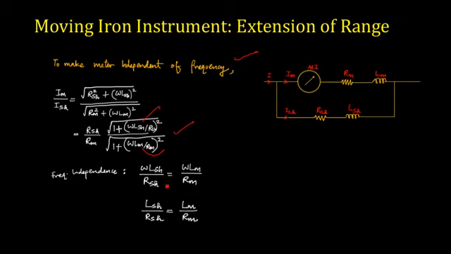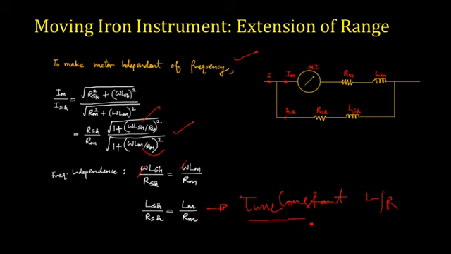So, here from this equation you can arrive at this, where omega is your angular frequency, so omega gets cancelled out. So you will have Lsh by Rsh is equal to Lm by Rm, and this particular relationship is known as the time constant of this particular coil. Okay, L by R gives you the time constant. So if you make the time constant of your meter coil and the shunt equal, you can make this particular instrument independent of frequency.